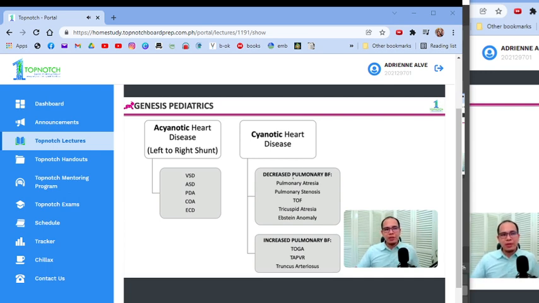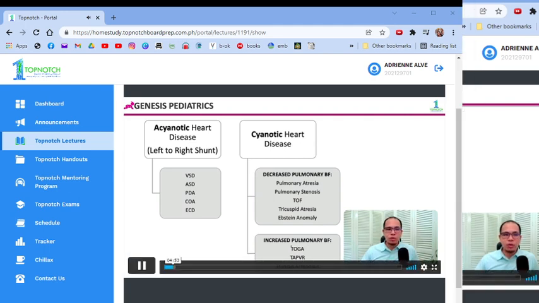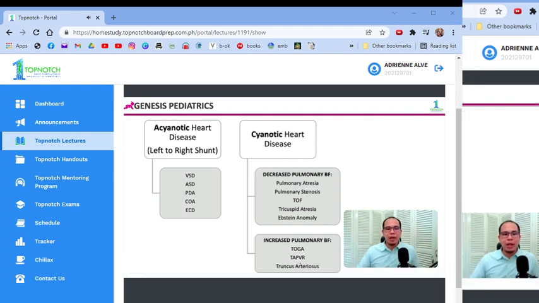So for those with decreased pulmonary blood flow, this is pulmonary atresia, pulmonary stenosis, TOF, dahil meron siyang pulmonary stenosis din, tricuspid atresia and Ebstein anomaly. And for those with increased blood flow, that's your TGA, transposition of great arteries, TAPVR, and truncus arteriosus. Okay, so I hope this is clear.